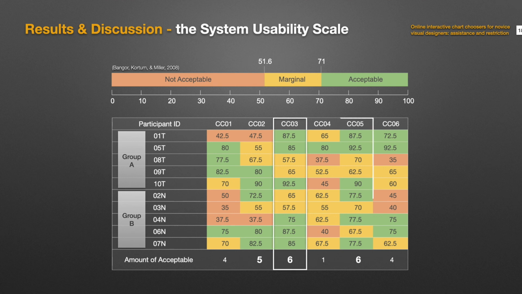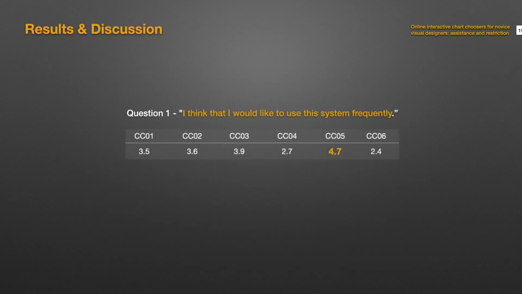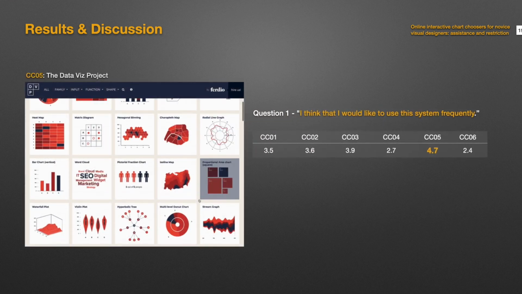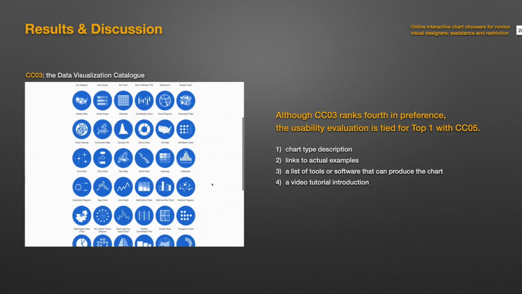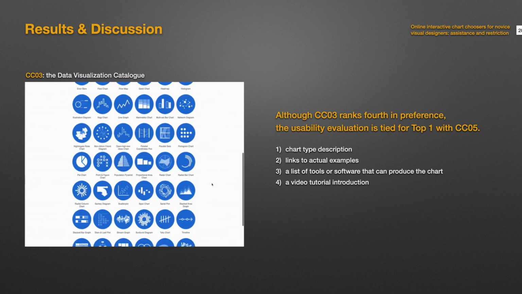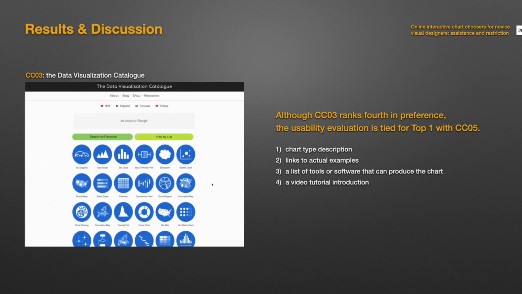Moreover, an excellent assistant tool should make users want to use it often. If we take the average score of the first question, "I think that I would like to use this system frequently," CC05 average 4.7 is the highest. Although CC03 ranks 4th in preference, the usability evaluation is tied for top 1 with CC05.